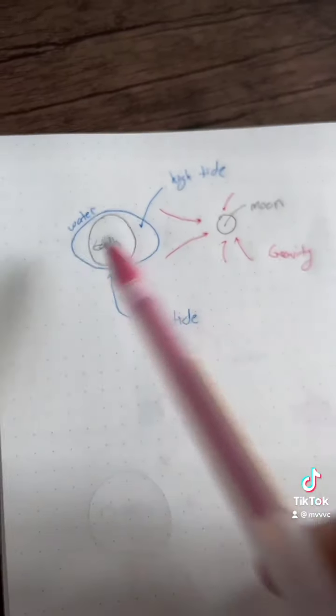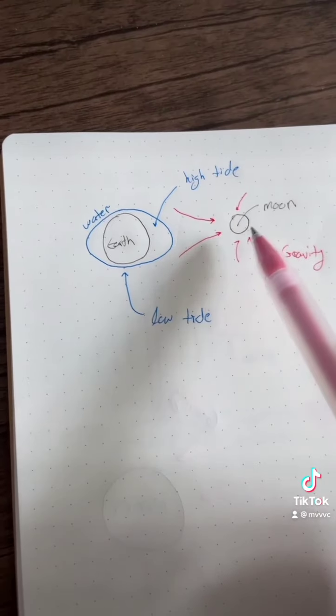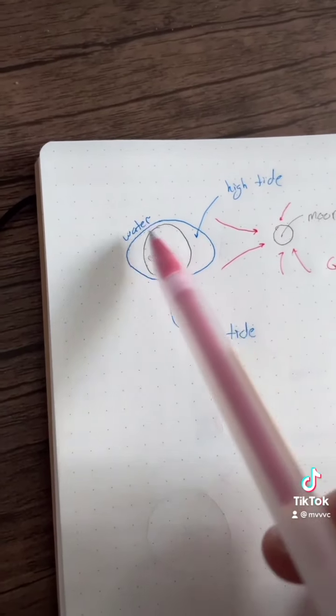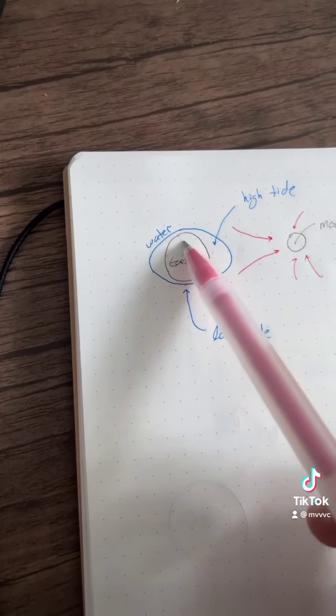This might be a better drawing, but here's the earth, here's the moon, and this is the water, or the skin on the earth. The moon pulls it and makes an ellipse around the earth, where you have high tides on the land over here and low tides on the land over here.